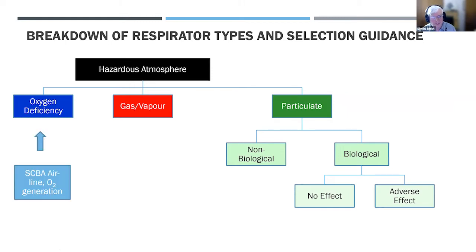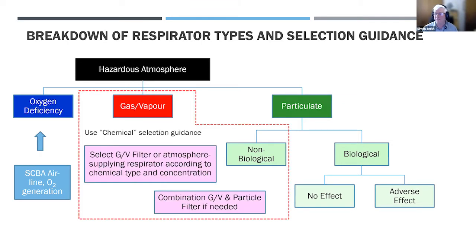With oxygen deficiency, you really are limited to certain specialized kinds of equipment: self-contained breathing apparatus, or an airline that takes air in from outside, or oxygen generation equipment. For gas and vapor, you need to follow specific chemical selection guidance to choose a filter of appropriate capability and face pieces of appropriate structure necessary to protect against the gas and vapor. And you may need a combined filter that can take out gas, vapor, and particles. And there's selection guidance to follow for that.